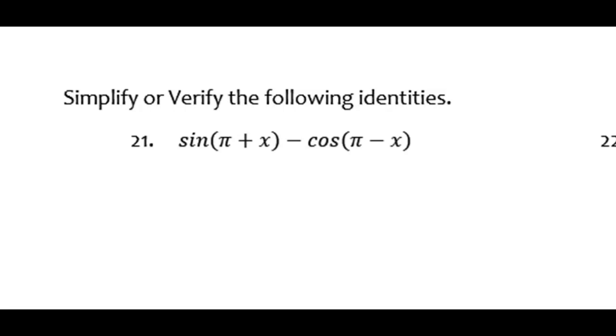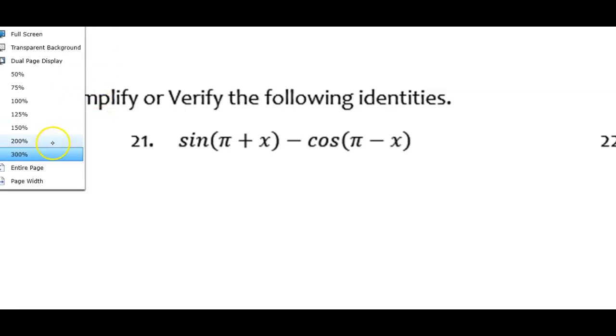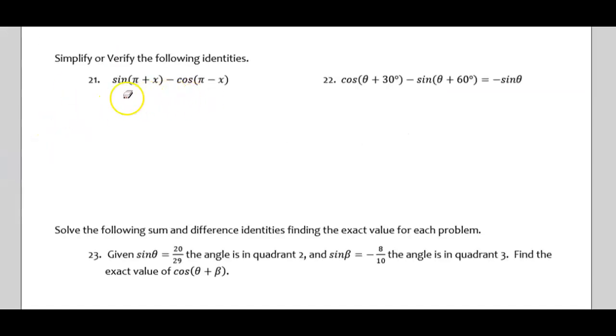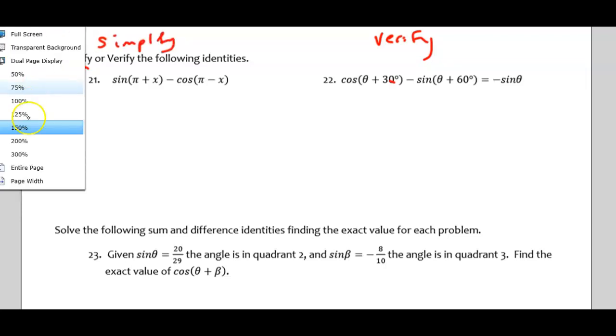Right here, simplify or verify. First, notice simplify versus verify. This one, see how this doesn't have an equal to sign? This is just an expression. We're going to simplify this one. See how this one has an equal to? That means we want to make this left side equal the right side. This is verification. This is simplify over here. Okay? Back at it again.